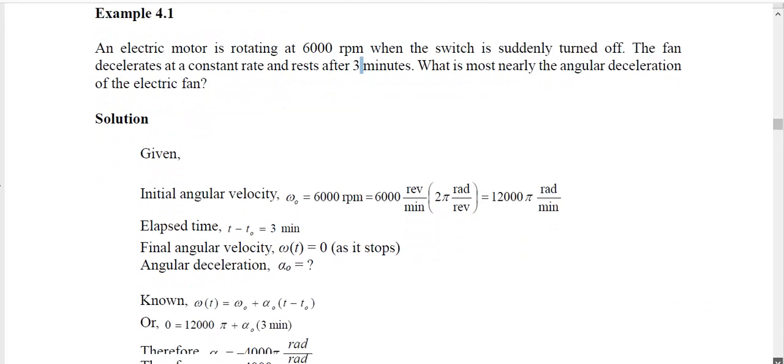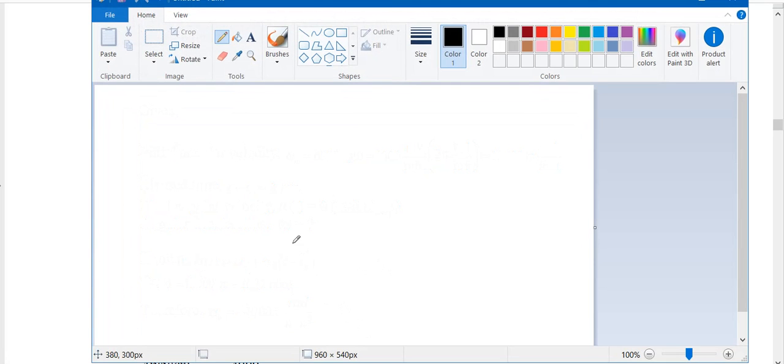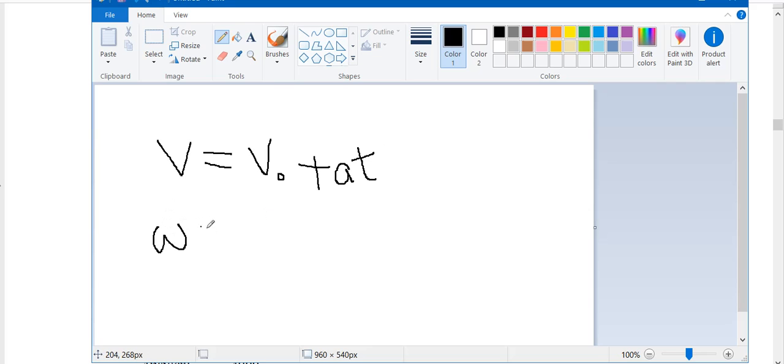Then what is my equation? My equation is whatever equation we saw in the theory. It is similar to the equation that we commonly use for linear. For linear we use this equation, v equals v naught plus at. This time we will use omega equals omega naught plus alpha t. You can see, given omega is 0 because it is stopping.